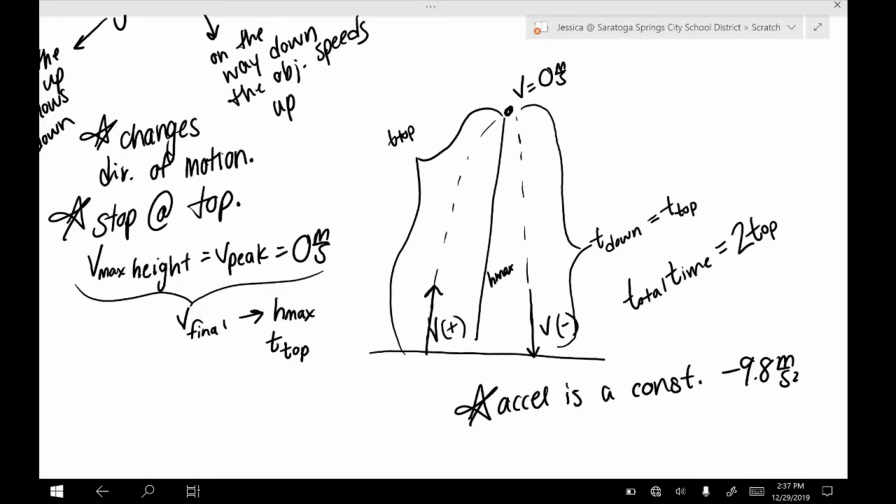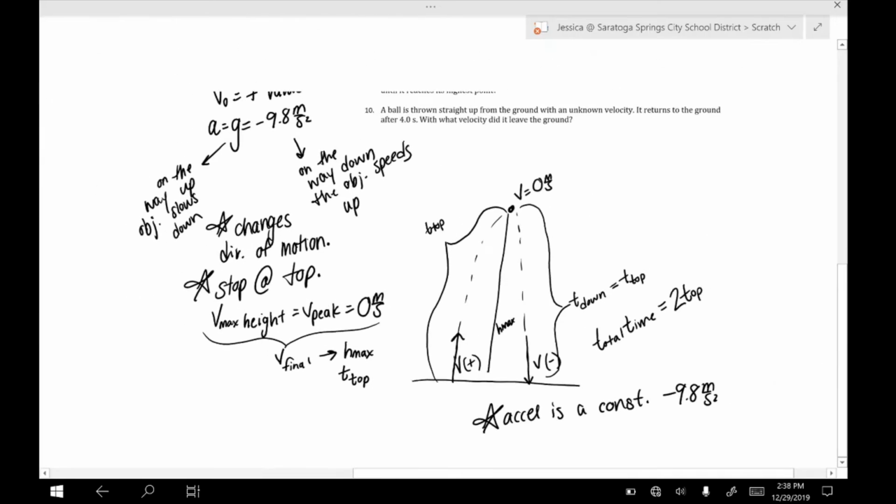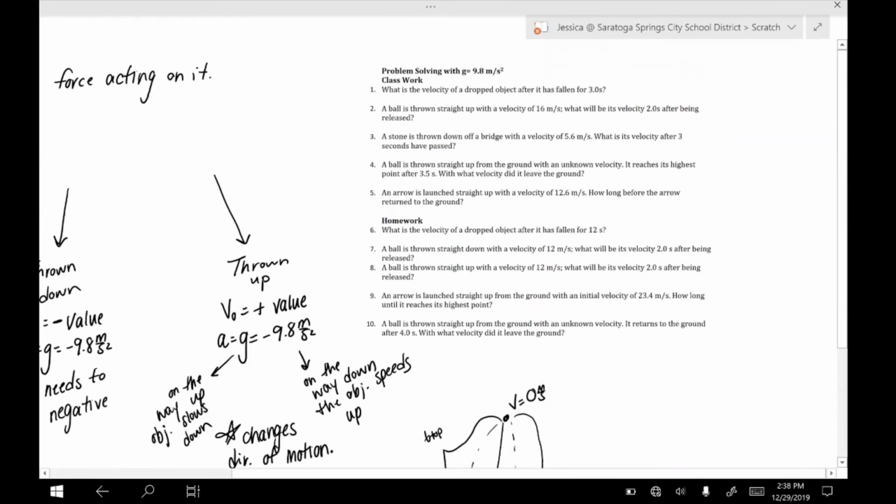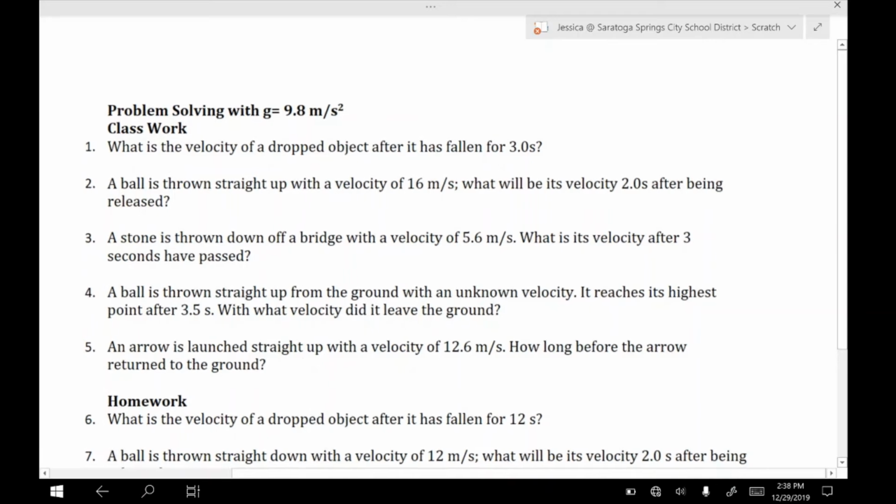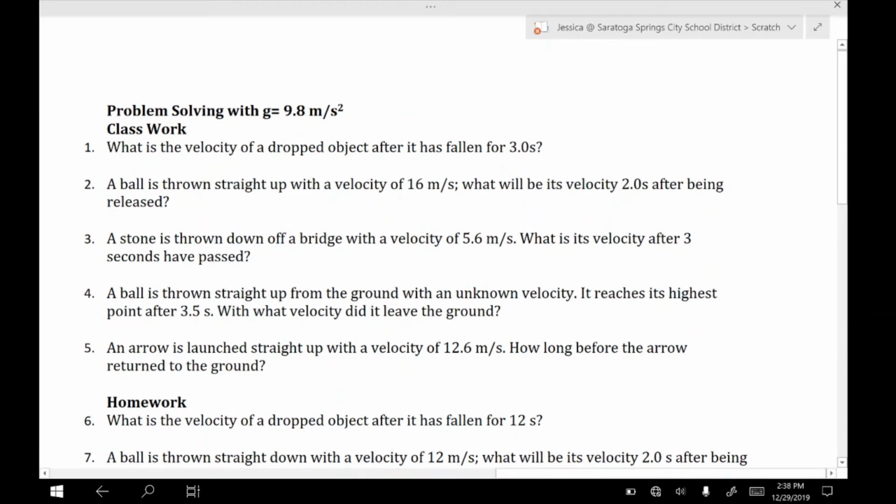Okay. And that is it for the basics of free fall. So let's go through a problem or two. Remember, g is 9.8 meters a second squared. What is the velocity of a dropped object after it's fallen for 3 seconds? If the object is dropped, our initial velocity is 0. We are looking for the final velocity. Time is 3 seconds, and acceleration is negative 9.8 meters a second squared.